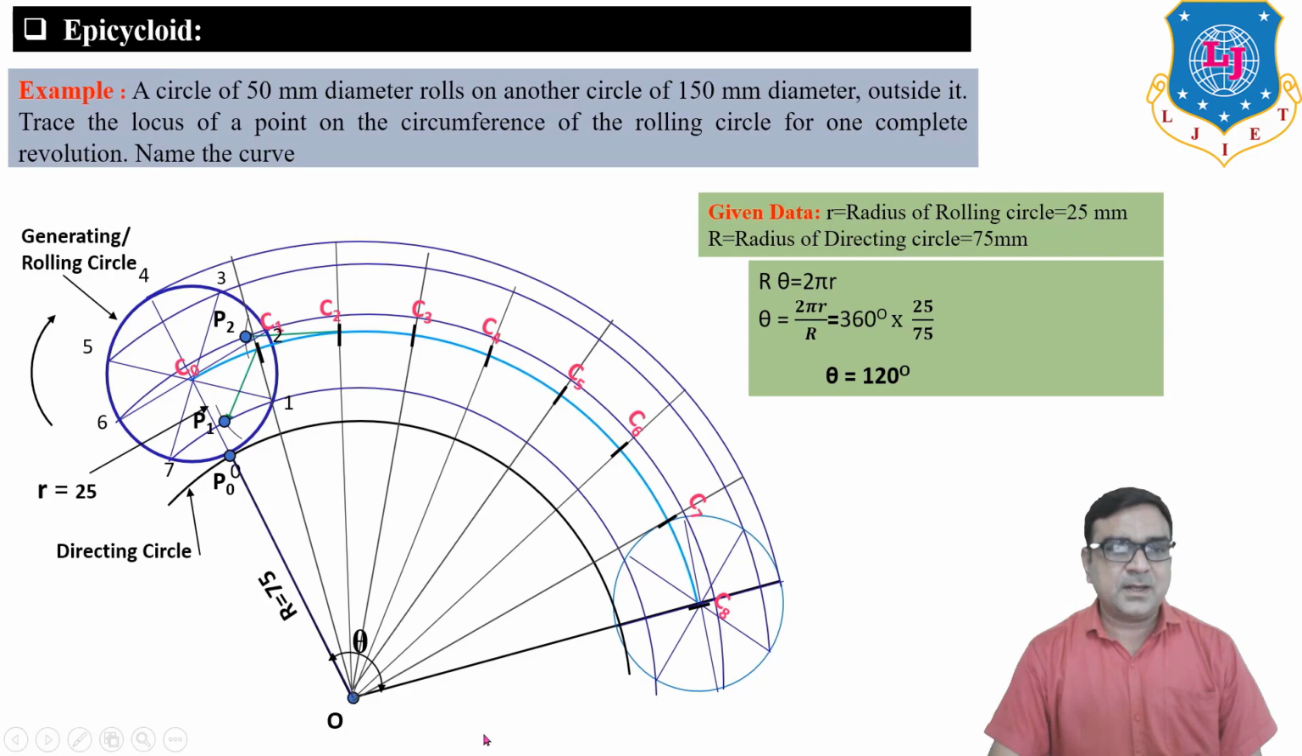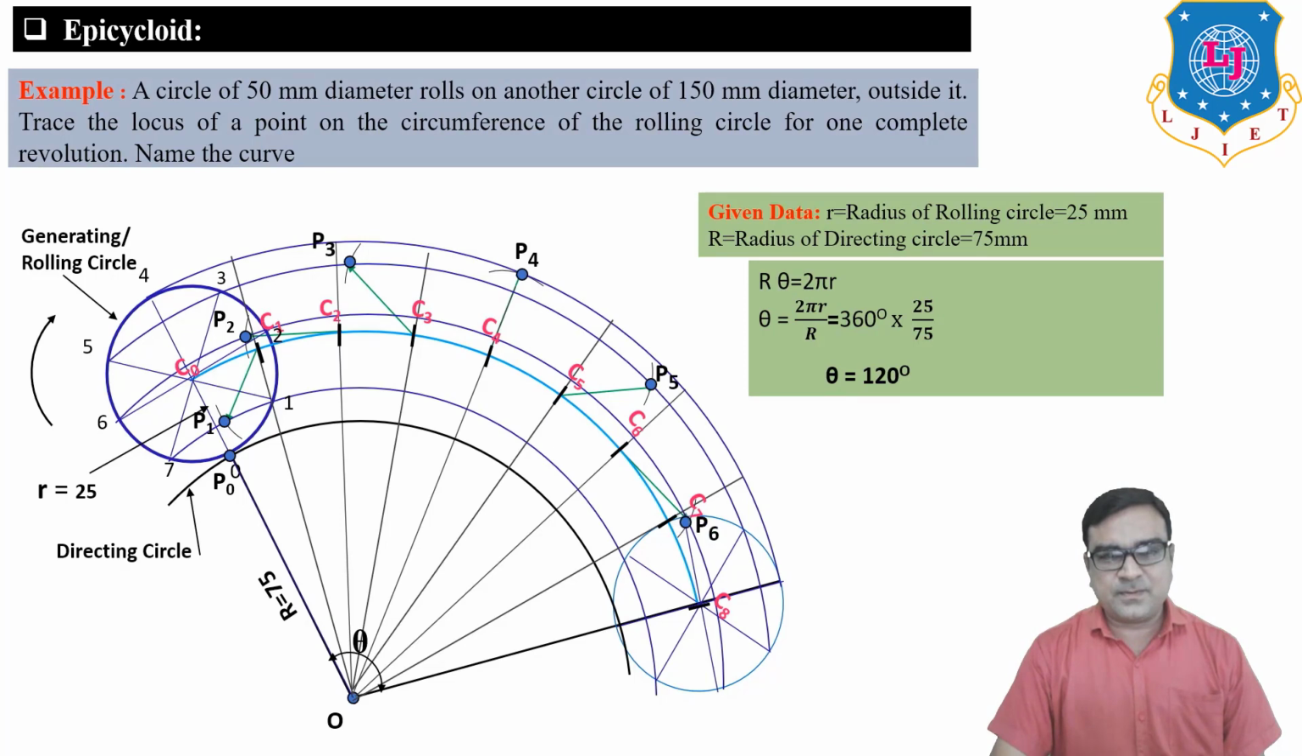P2. Then C3, P3, C4, P4, C5, P5, C6 center, 25 mm radius, draw arc which is passing from point 6 and 2. Now C7 center, 25 radius, arc on 7, and last C8 center, arc on P8.